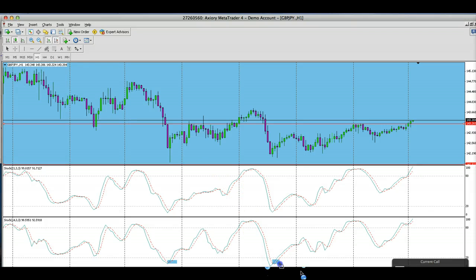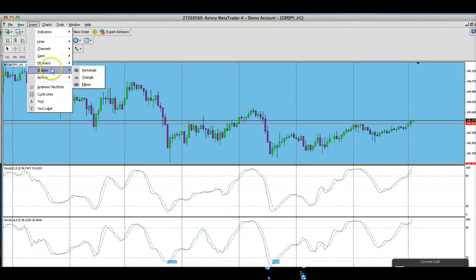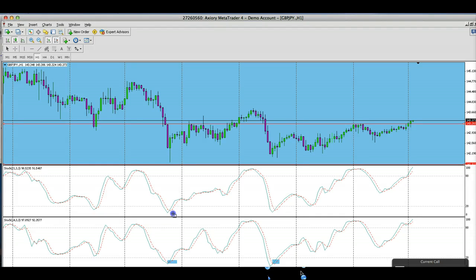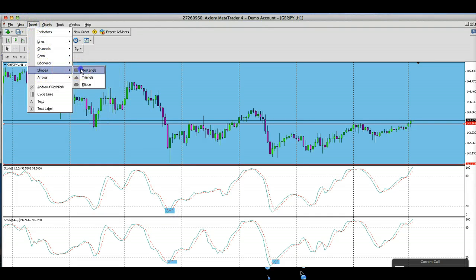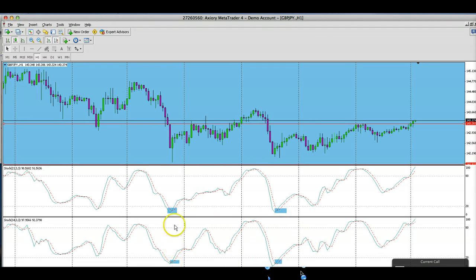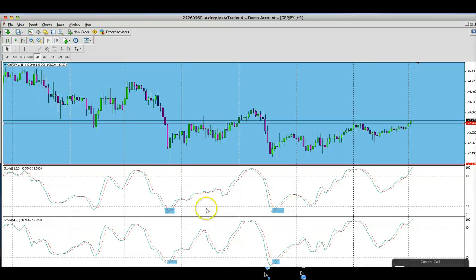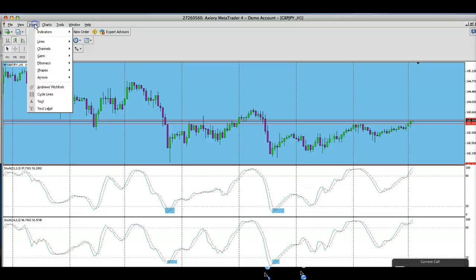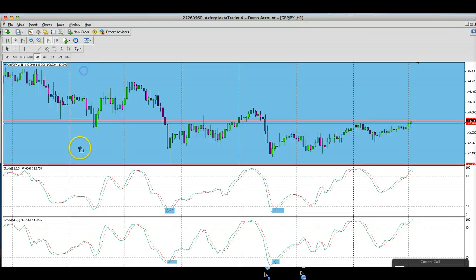Here, oversold. Okay. And I use a 21 and a 14 stochastics indicator. Look at these areas you could have bought. Okay, and even down here. Why? Because you want to trade in the direction of the 4 hour or the daily chart.